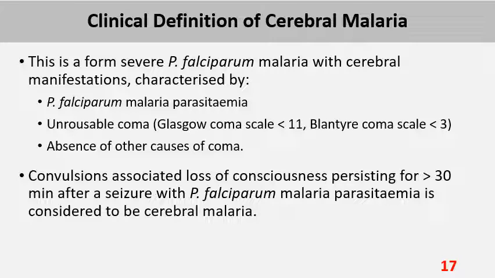Please note that it is a form of severe falciparum malaria with cerebral manifestation, which is characterized by Plasmodium falciparum parasitemia, unarousable coma, which depicts Glasgow coma scale of less than 11 or Blantyre coma scale of less than 3, and absence of other causes of coma. So you must rule out other causes of coma before you make a diagnosis of cerebral malaria. Also, please note that convulsion associated with loss of consciousness persisting for more than 30 minutes after a seizure with P. falciparum malaria demonstrated in blood film could be considered as cerebral malaria. So you don't have to wait for the patient to develop frank coma.